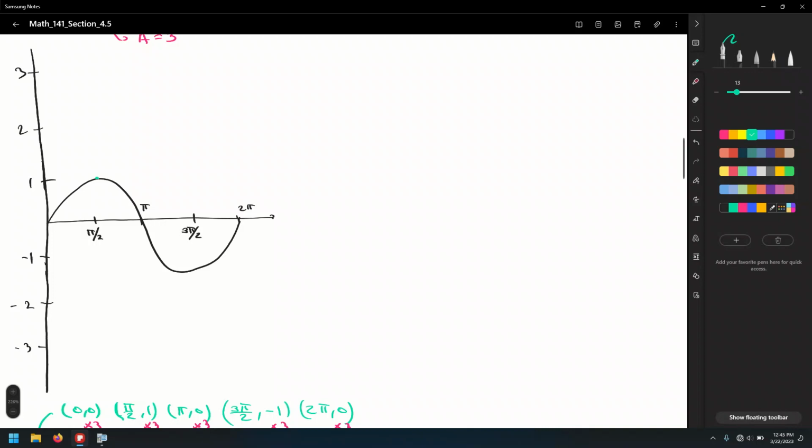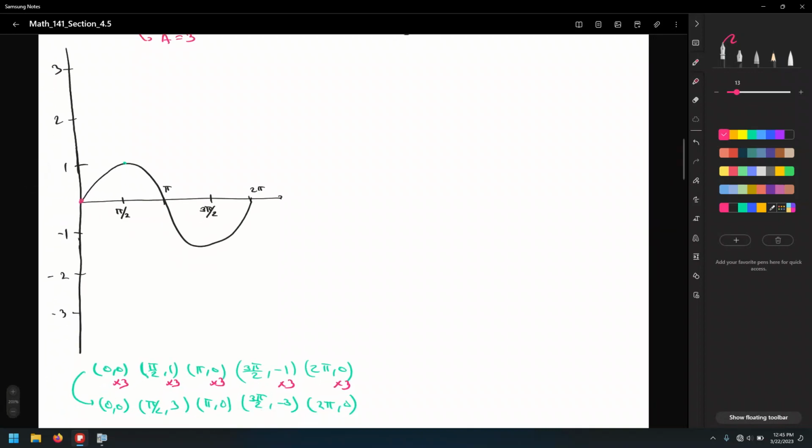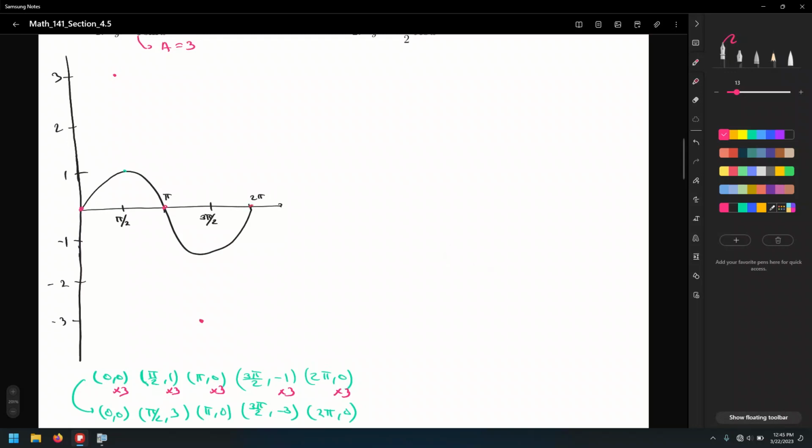So, in this case, I'm going to go like 0, 0. All right, that was the resulting point. 0, 0, it's still 0, 0. Pi over 2, 1 became pi over 2, 3. Pi, 0 is still pi, 0. And 3 pi over 2, negative 1 became 3 pi over 2, negative 3. And 2 pi, 0, it's still 2 pi, 0. I'm going to draw this by hand first.